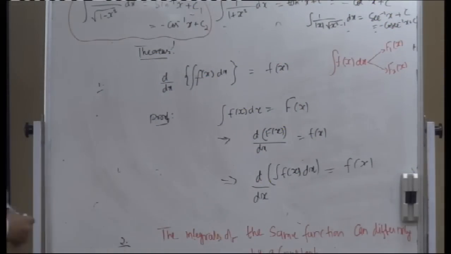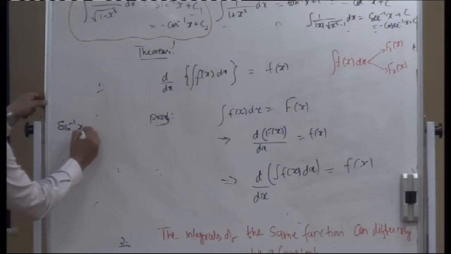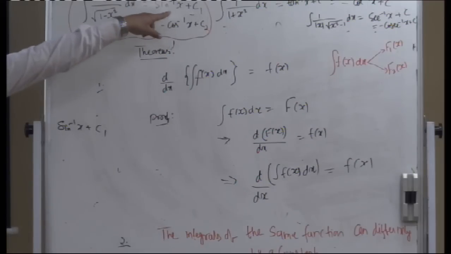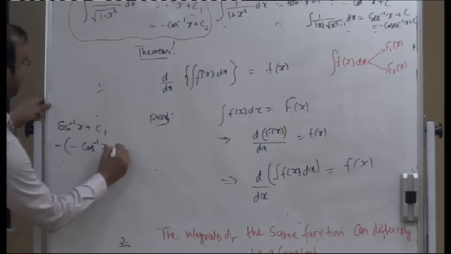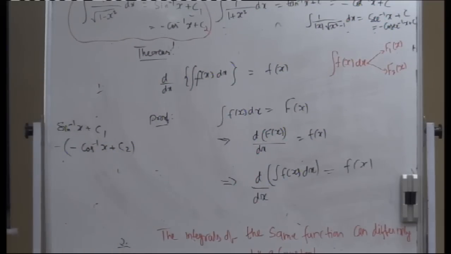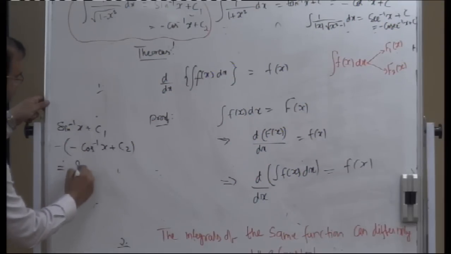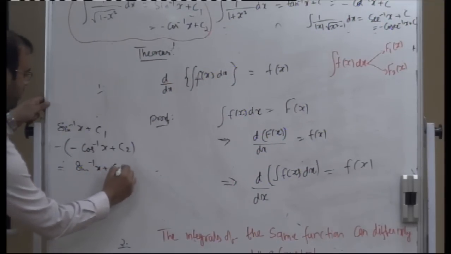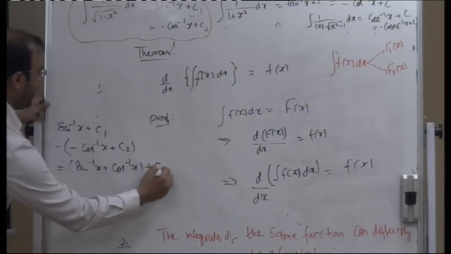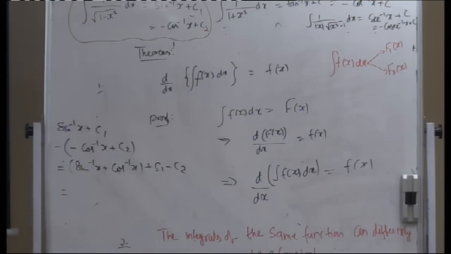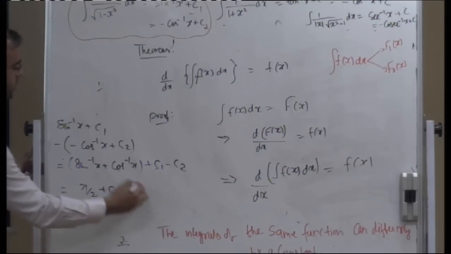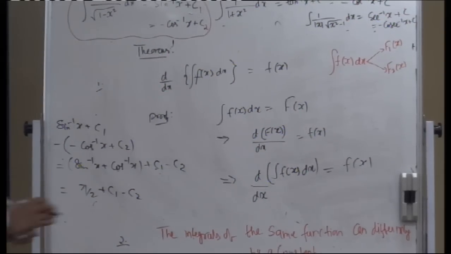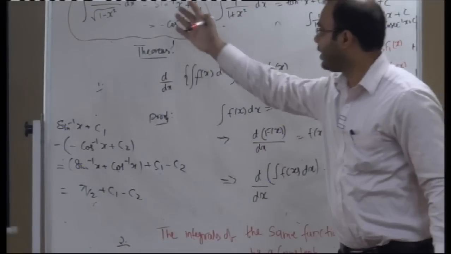If you subtract them, sine inverse x plus C1 is the first F1(x), and minus cos inverse x plus C2 is the other F2(x). When you subtract them, you get sine inverse x plus cos inverse x, plus C1 minus C2. Now sine inverse x plus cos inverse x, we all know, is pi by 2. So pi by 2 plus C1 minus C2, where there is no x remaining. So this is true.